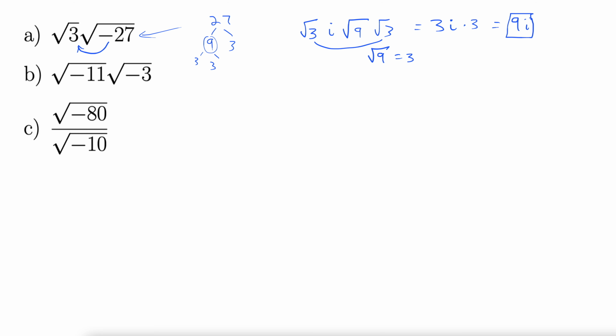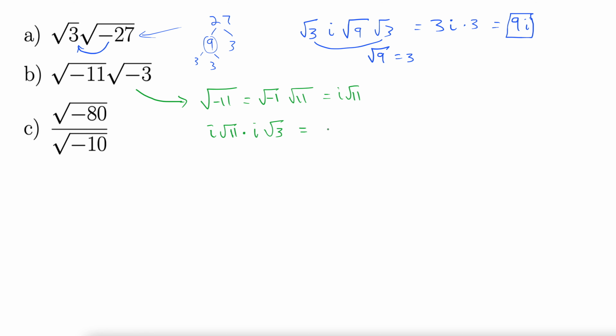Okay, let's take a look at B. Now B is an interesting case, perhaps far more interesting than it looks, because there's almost a little paradox tucked in here if you're not careful. First off, negative rad 11, we can think of that as rad negative 1 times rad 11, which is i rad 11. Okay, so let's do that for both of these. So this becomes i rad 11 times i rad 3.